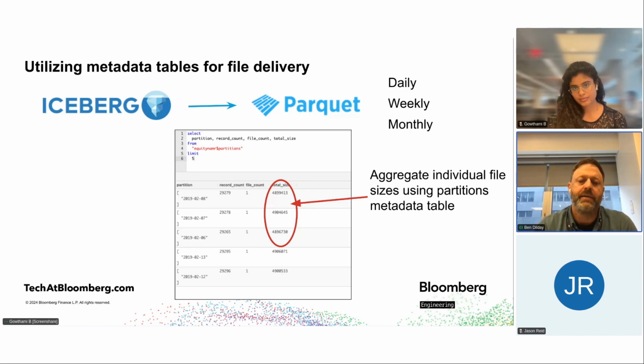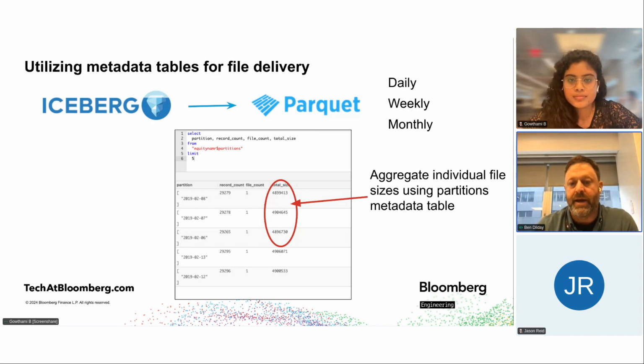Basically, if the data set's very large and we try to aggregate it as a weekly deliverable for a client, it might be too large for them to download reasonably, and so we use daily in that case. This is just an example of how the metadata support within Iceberg has been really helpful for us. Next slide.